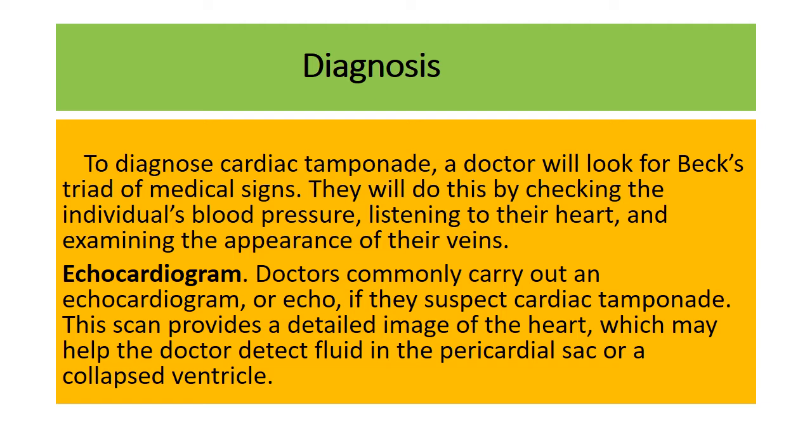Coming to the diagnostic evaluation. Basically we start from Beck's triad, and we also check the person's blood pressure, listen to the heart sound by auscultating, and examine the appearance of veins, that is, the jugular vein distension. Next we go for echocardiography, which is a non-invasive procedure. It provides a detailed image of the heart, which may help the doctor detect fluid in the pericardial sac or a collapsed ventricle.